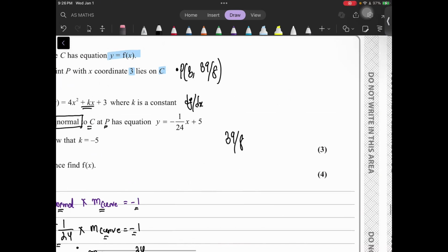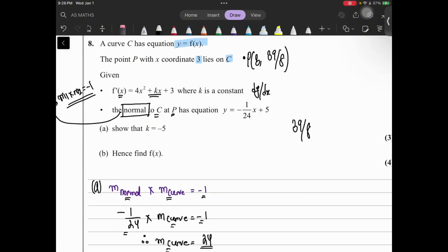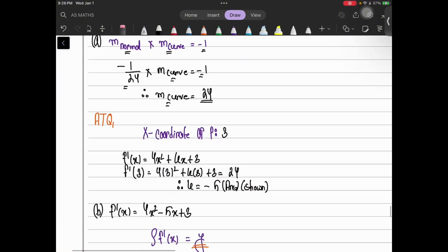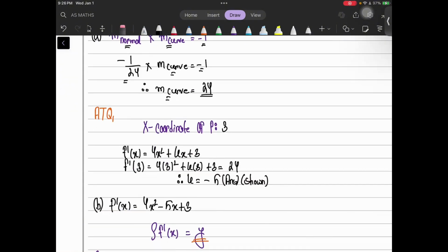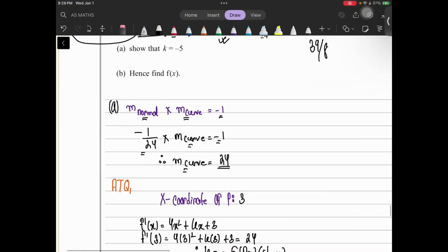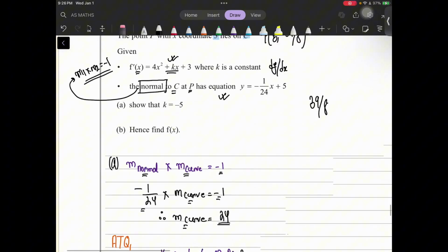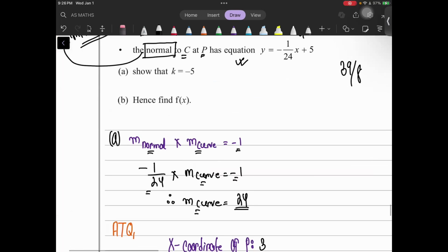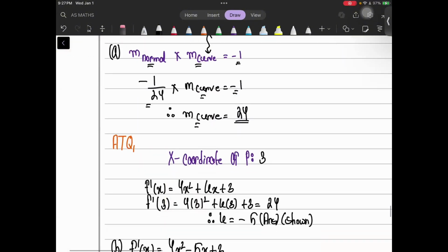And once you have the gradient, what you're going to do is, you have a gradient of the equation of the curve, right? So this gradient is going to be equal to the gradient of the normal as well. Oh no, sorry. This gradient is going to be the gradient of the curve that we found from the multiplication method: gradient of normal times gradient of curve equals -1. This is the gradient of the curve as well.